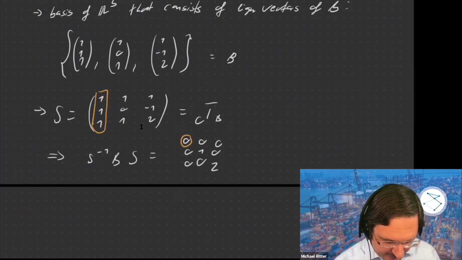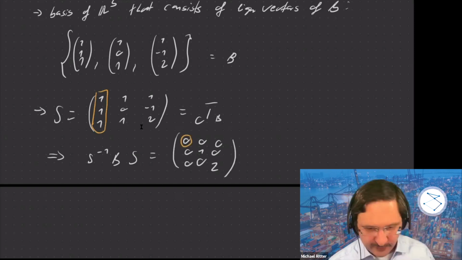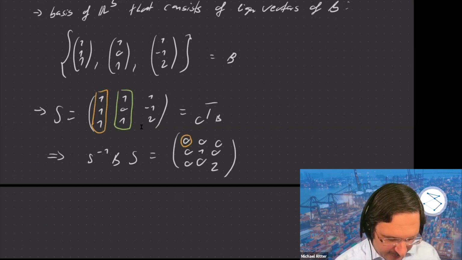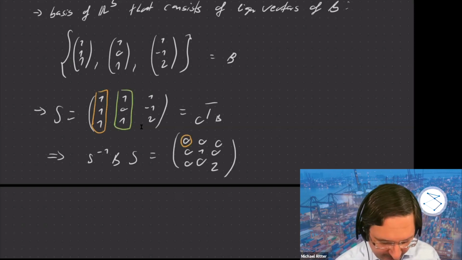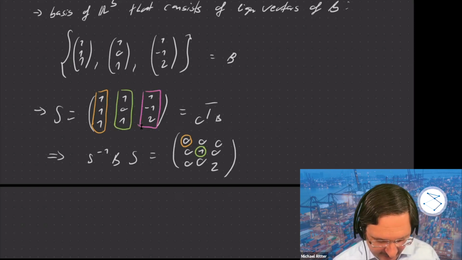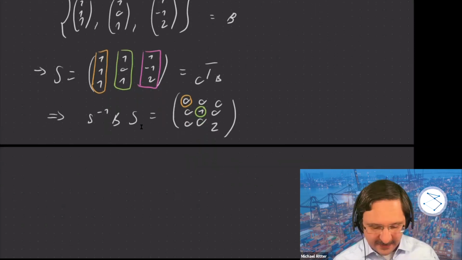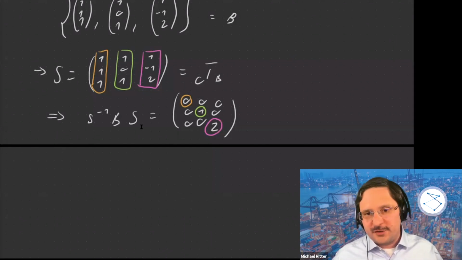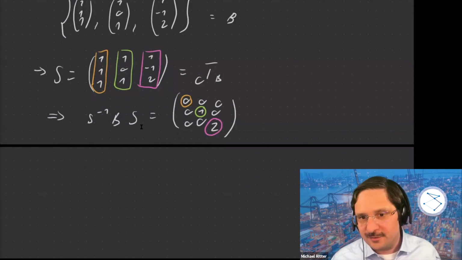So that's the 0 here. That corresponds to the orange eigenvector. We have the green eigenvector. That was an eigenvector for the eigenvalue 1. And finally, we have this pink eigenvector here that corresponds to the eigenvalue 2. So just make sure the order is the same, and then you don't need to actually compute anything here.